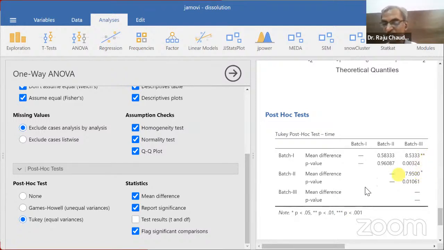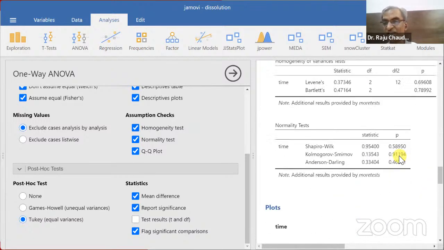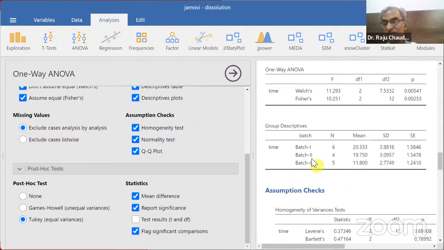So this 1 star, 2 star is just to compare the p-value, whether to compare with 5% or 1%. But here these two differences are obvious, right? Look at the mean difference, 1 and 2, 0.58. So 0.58 difference is very small, right? For 1 and 3, the mean difference is 8 points, which is large, right? And that can also be observed from this. Look at this. Batch 1, the mean is 20, and batch 3, the mean is 11, right?